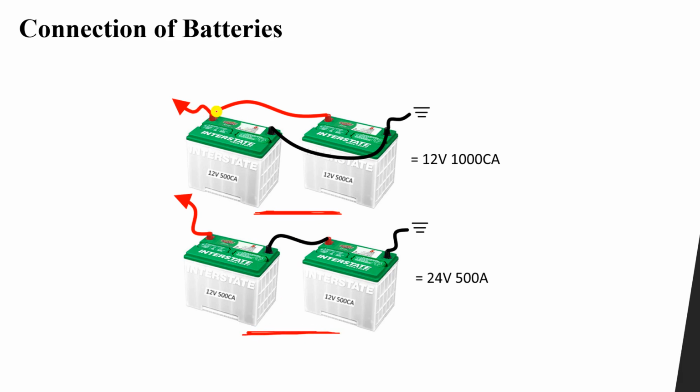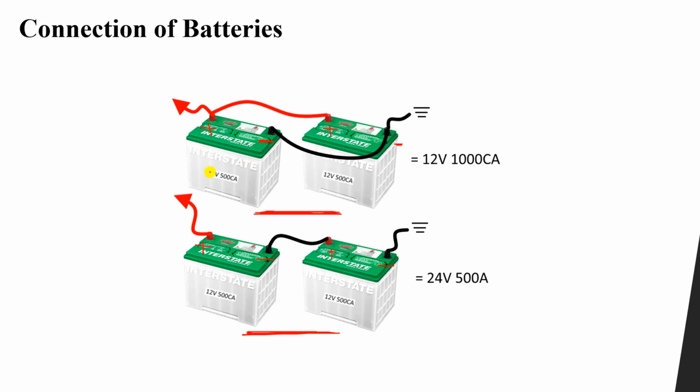You can see the red terminal is the positive, and the black terminal is the negative, or connected to the ground, and we have here positive, negative, positive, negative. Now, as you can see, the first ones, these batteries, are connected in parallel because negative is connected with negative and positive connected with positive.